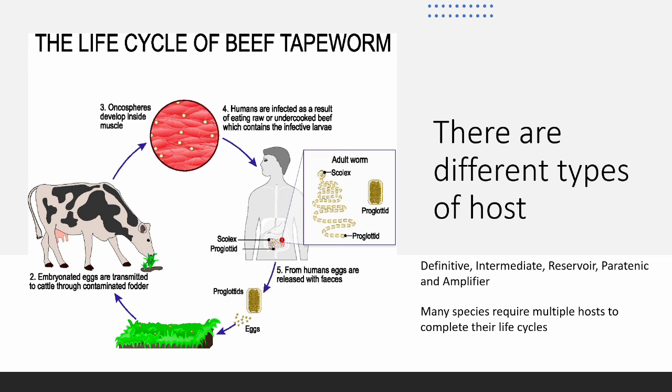For example, the malarial parasite lives in the female mosquitoes in its larval form, and in humans in its adult form. Hosts that harbour parasites in their adult sexually reproductive form are called definitive hosts, whereas hosts that harbour parasites in their asexually reproductive larval forms are called intermediate hosts. There are also reservoir, paratenic, and amplifier hosts.